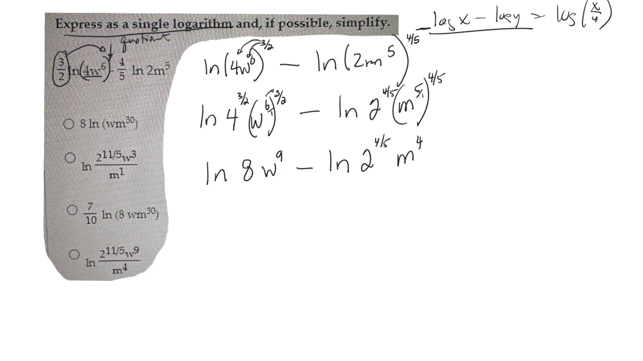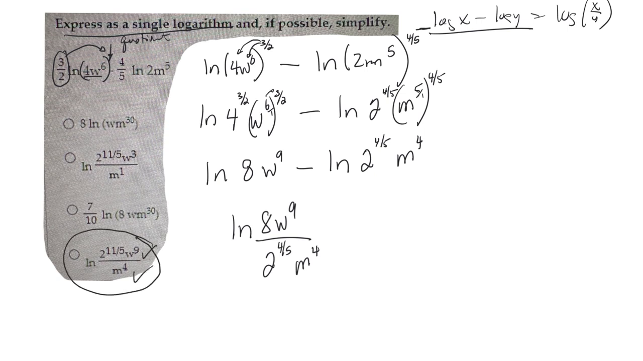Now I can use my quotient rule. So I'll have ln of 8w to the 9 divided by 2 to the 4/5 m to the 4th. Now when I look, it looks like this is my answer right there, because the w's and the m's are right, but this stuff out front looks a little funny. So let's see if I can simplify that.